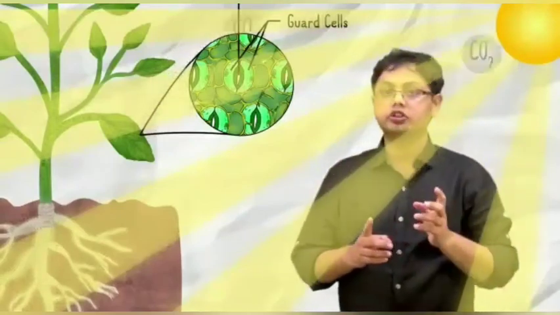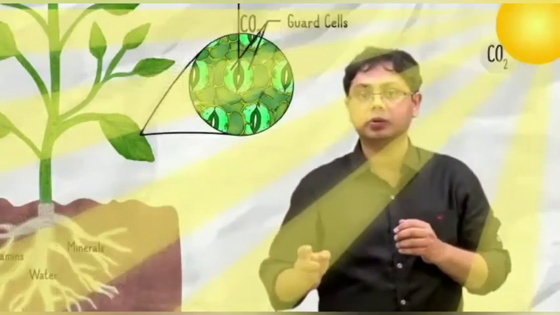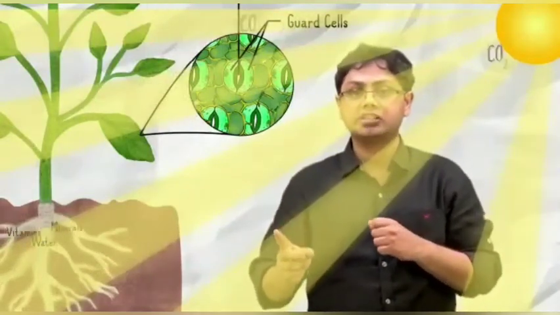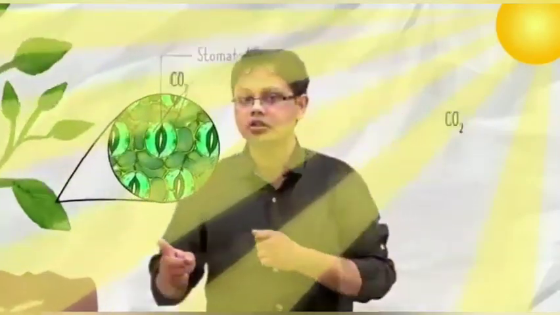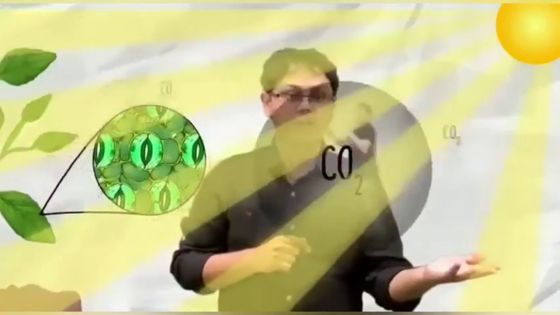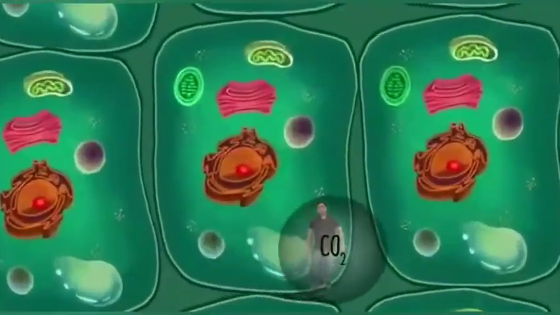Now we can go microscopic. Let's start looking at the cellular level. Let's follow the carbon dioxide molecule through the stomata and see where it goes. Mr. Vinyan is going to help me out here. Now we are entering the plant cell.